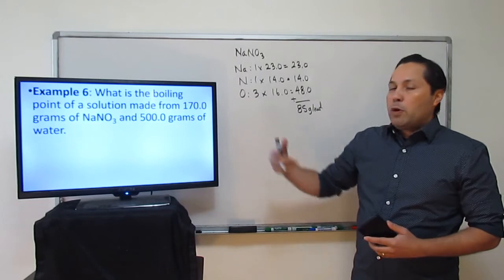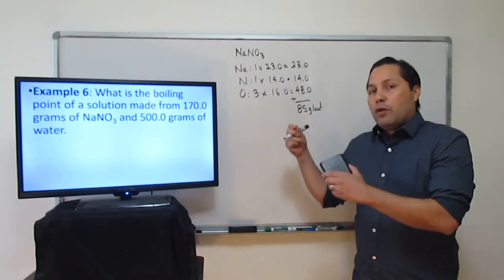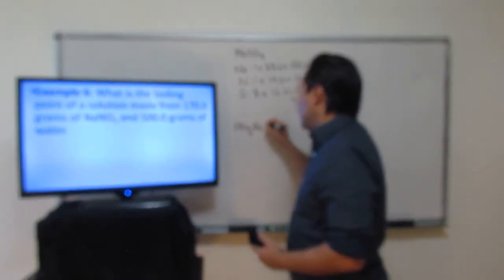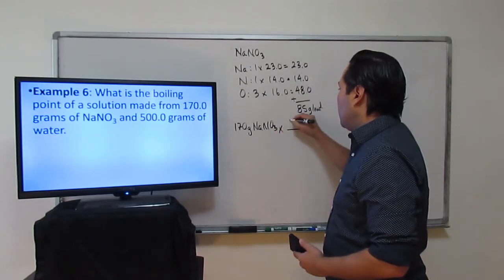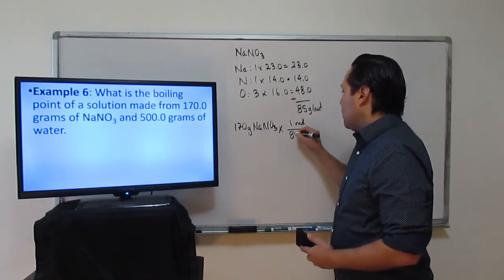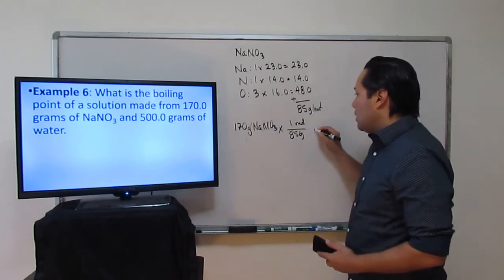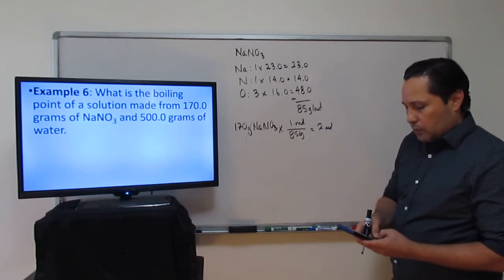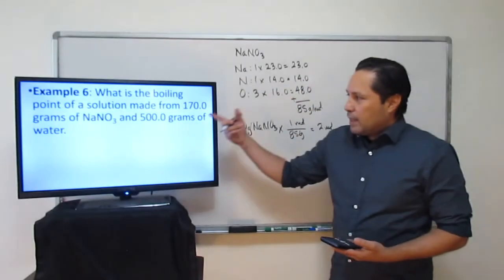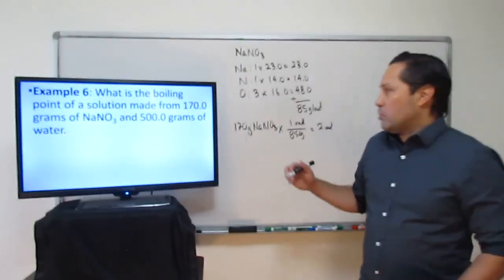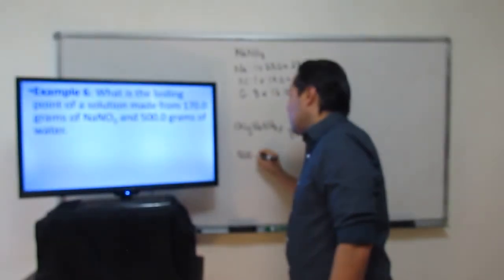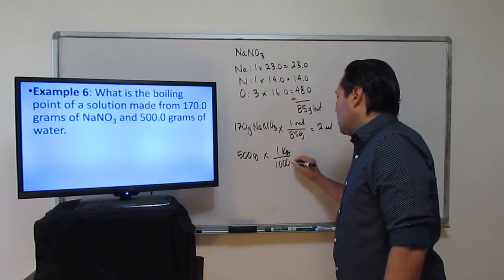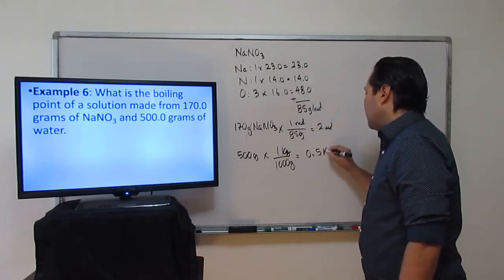Now I'm going to use that to change my 170 grams from grams to moles. So I'm going to write my given 170 grams of the NaNO3, and put 1 mole in the numerator, and in the denominator 85 grams. That way the grams will cancel out, and that's going to give us 2 moles. Next, we're going to switch grams to kilograms. So it will look like this. 500 grams of water, for every 1 kilogram there's 1,000 grams, so that's going to give us 0.5 kilograms.